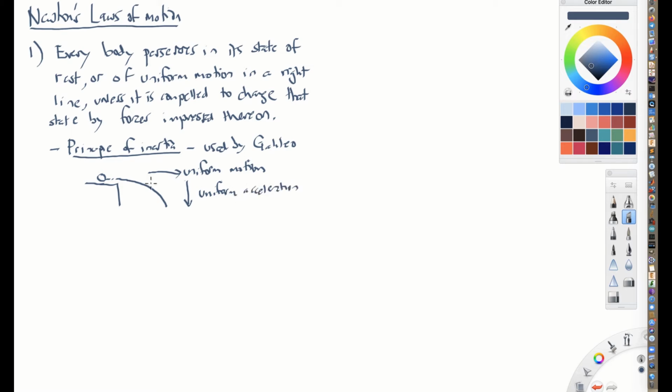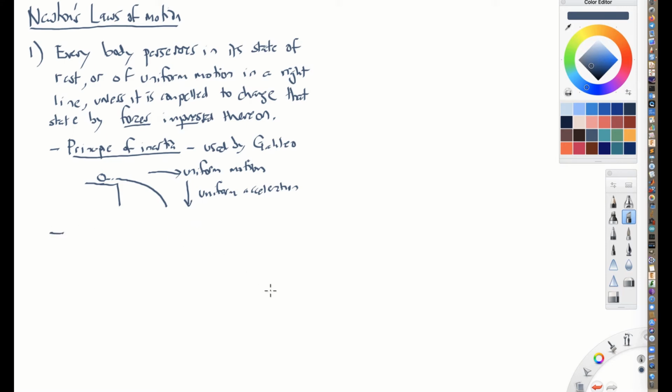In other words, initially it did not have any vertical motion, but as it falls off the cliff, it's acquiring more and more speed in the vertical direction. That is because there is an impressed force in the vertical direction. Newton would say that's because of the force of gravity. Galileo would say that's because of its weight. In any case, there's a uniform force downward, which gives it a uniform acceleration. Okay, so that's the principle of inertia.